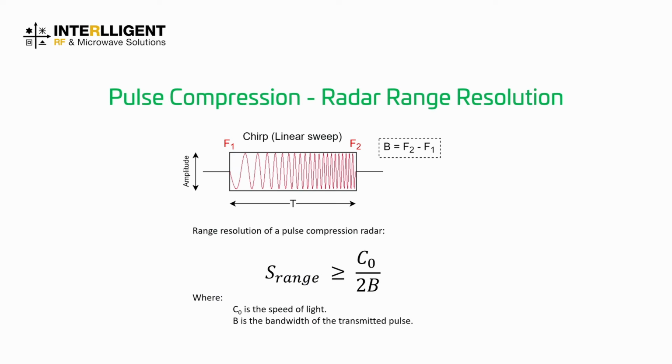Now, one of the ways this is generally addressed is with pulse compression. Essentially what we're doing is increasing the bandwidth of the transmitted pulse. Linear FM is a really simple choice because it's easy to synthesize, and in that case the bandwidth is quite simply the difference between the start and stop frequencies. The wider the bandwidth, the finer the range resolution.